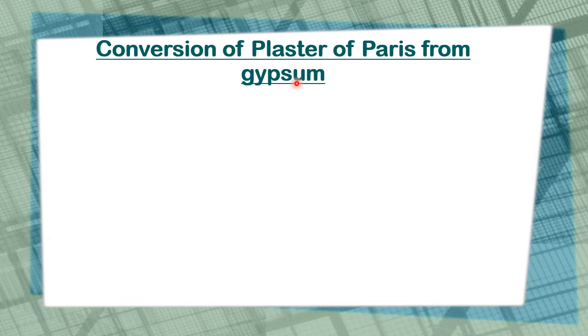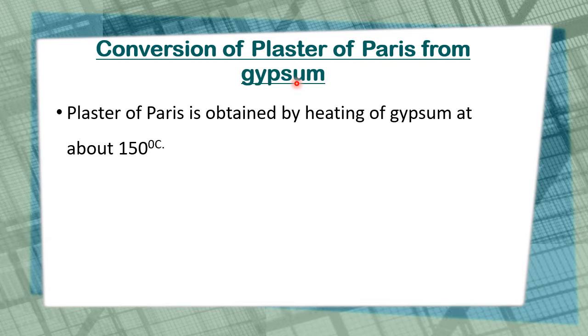First, what is gypsum? Gypsum is CaSO4 2H2O, which is used to prepare artificial manure or synthetic fertilizer. So using gypsum we prepare a lot of fertilizers. One such use of gypsum is in the preparation of plaster of Paris. How? Please see here.